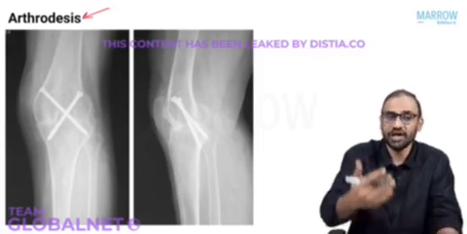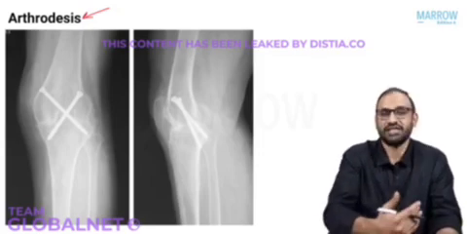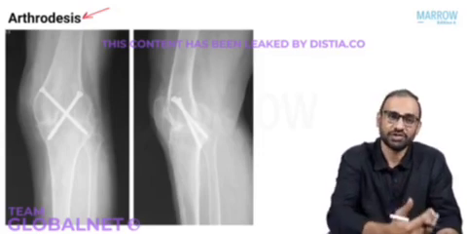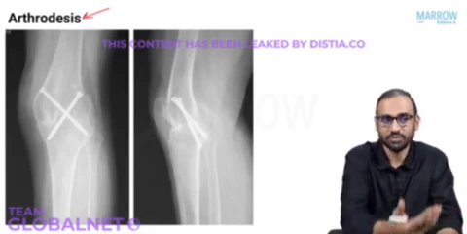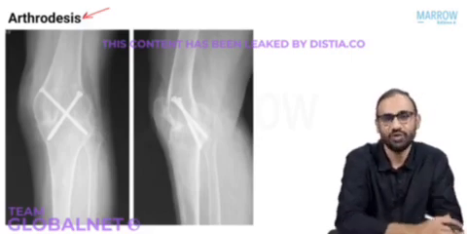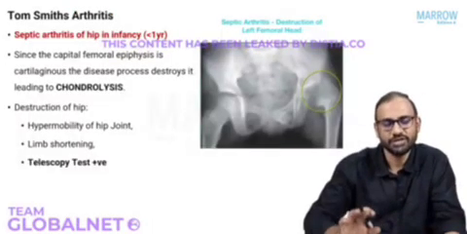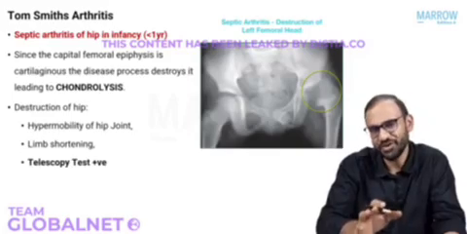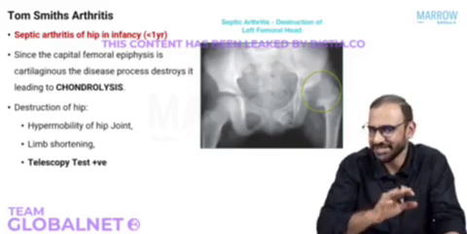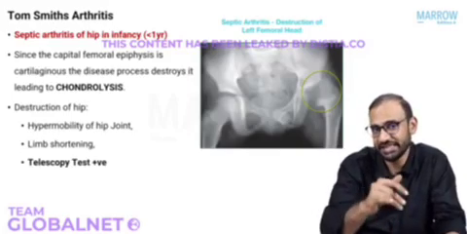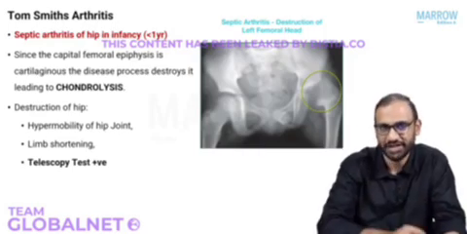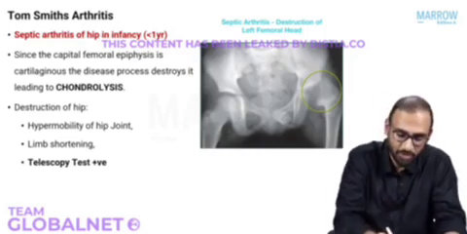So what is arthrodesis? Fusion of the joint surgically. What is ankylosis? Fusion of the joint because of the disease process. There are 2 types, bony and fibrous, and you know what causes what. Now let's talk about a variant of septic arthritis. Essentially, it's the same thing, only that it occurs in infants below 1 year of age. And it affects the hip. We call it Tom Smith's arthritis.